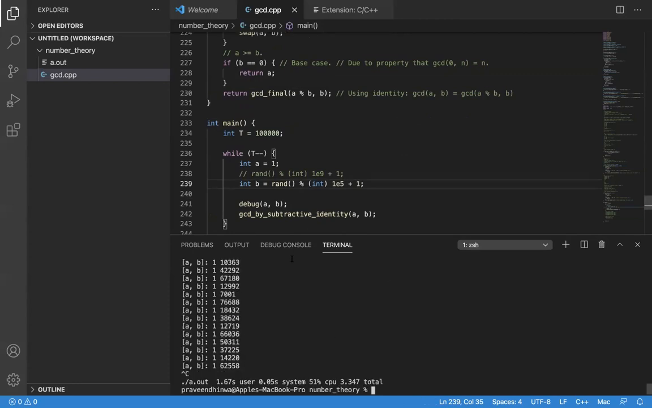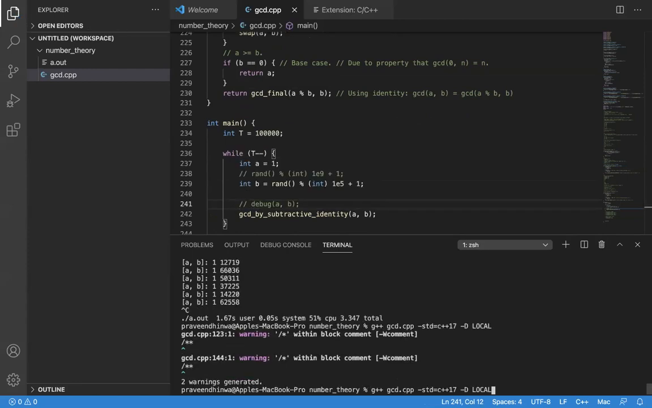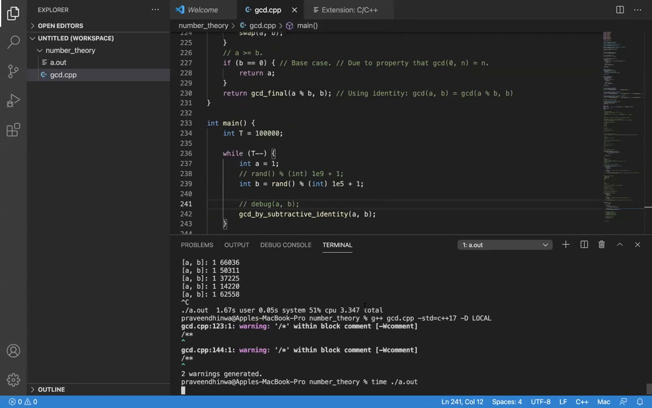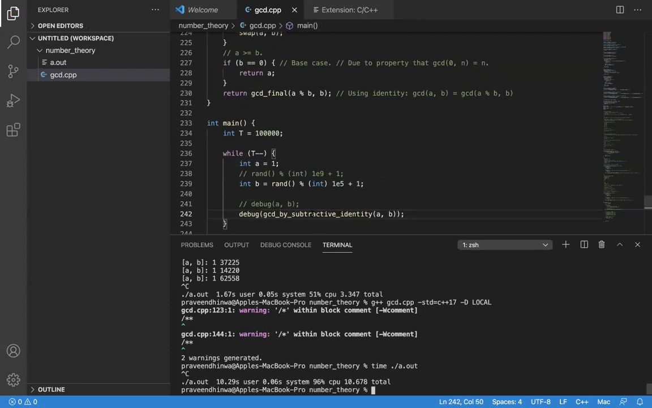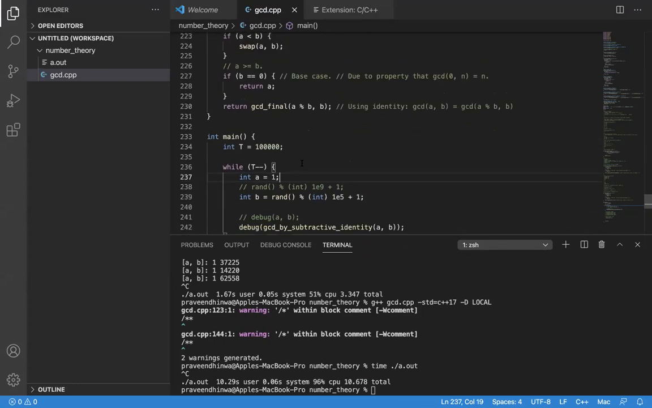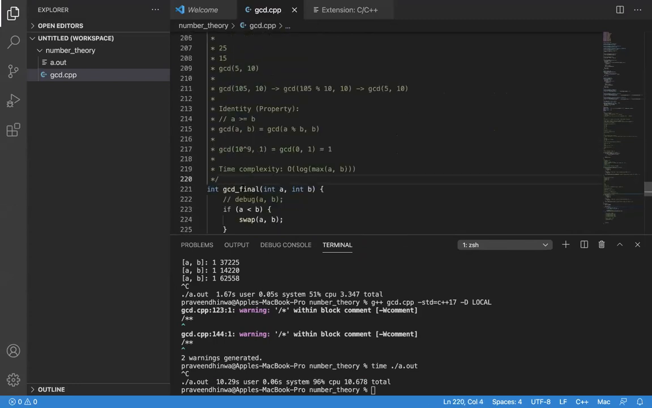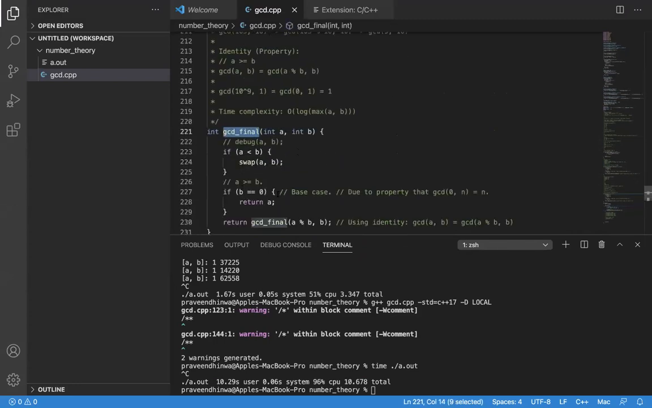But you can see it was taking a lot of time. So if we see this, you can see now it's taking a lot of time, because the time complexity of this function, GCD by subtractive identity, is order of A comma B. So if you keep A very small and B very large, then it will take a lot of time. Fine. And this function GCD final is comparatively very fast.